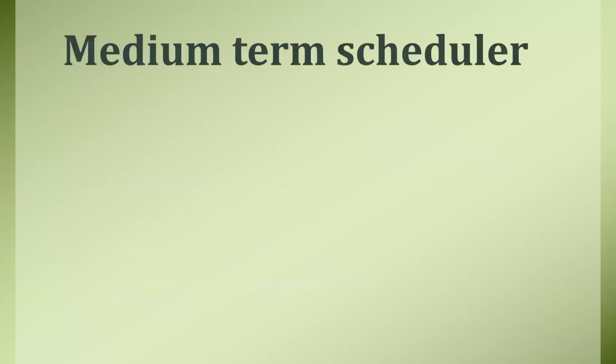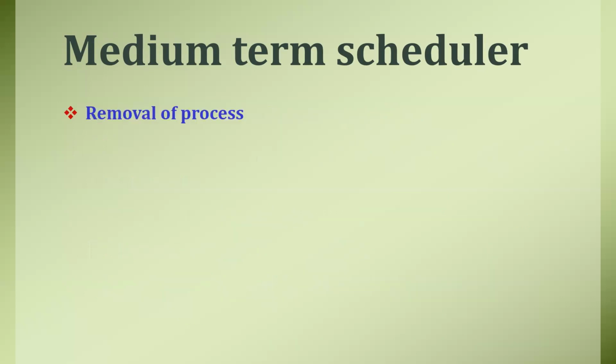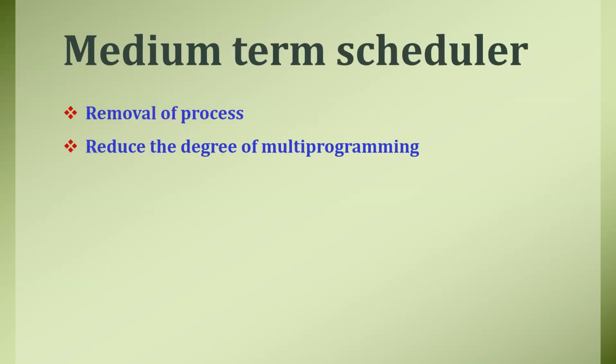Next, we'll see about the medium-term scheduler. Some operating systems, such as time-sharing systems, may introduce an additional intermediate level of scheduling. This is known as the medium-term scheduler, and it is depicted in the following diagram. The key idea behind the medium-term scheduler is that it can sometimes be advantageous to remove a process from memory and from active contention for the CPU, and thus reduce the degree of multiprogramming. Later, the process can be reintroduced into memory and its execution can be continued where it left off. This scheme is called swapping. The process is swapped out and is later swapped in by the medium-term scheduler.